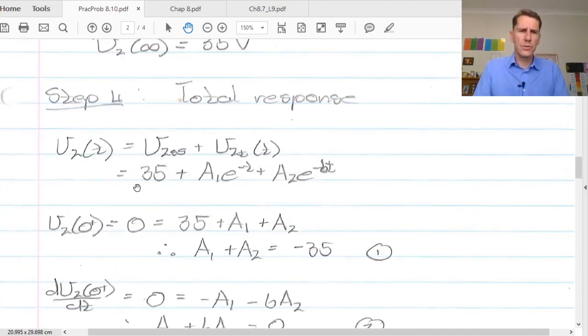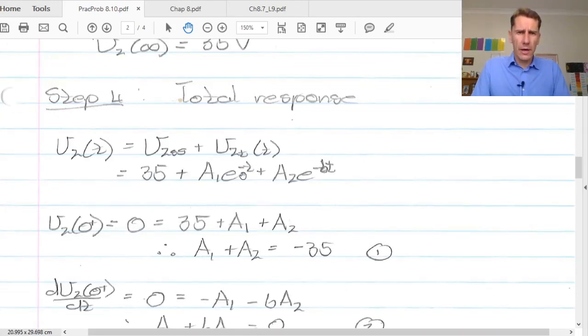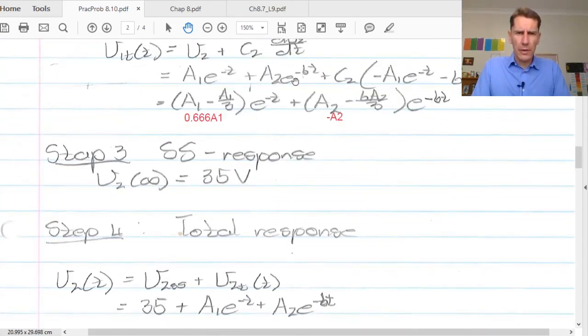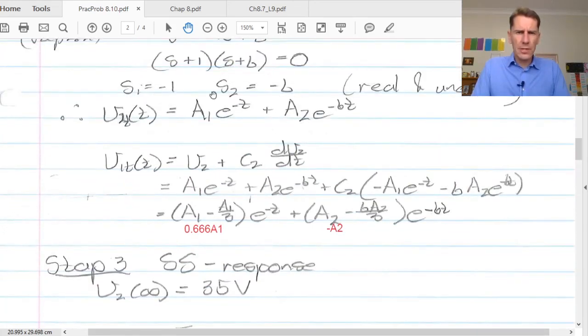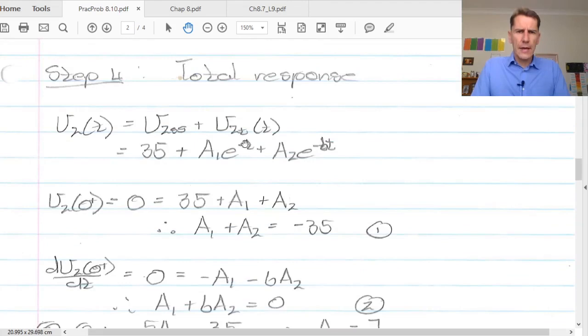I stuck with V2. So now I use V2 at 0 plus, and I get 35 plus A1 plus A2 equals 0. Sorry, I was just confused for a moment. The initial condition was 0, and then 35. I put the S1 and S2 in there. For S1, there's the minus 1 in front of the t, and for S2, the minus 6 in front of the t. So t is now 0, and the exponent of 0 is just 1. So I get a first equation with A1 and A2.